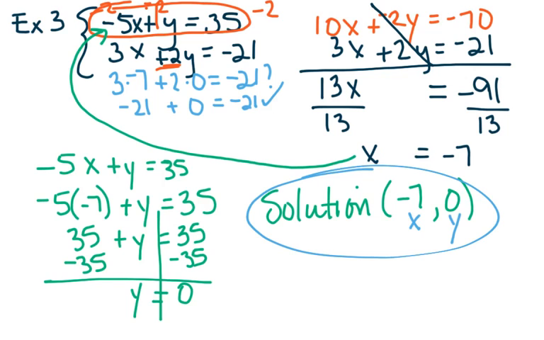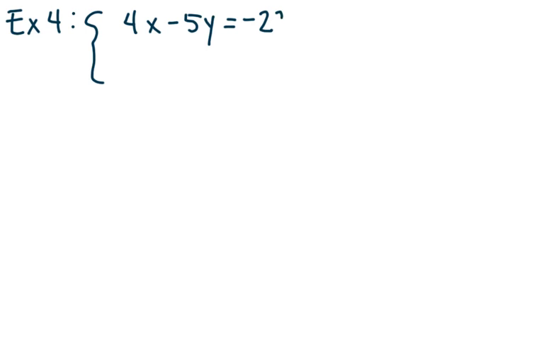All right, now we're going to do a little bit different type of example. This is example 4. And with this one, we are going to have 4x minus 5y equals -28, and -9x minus 2y equals 10.